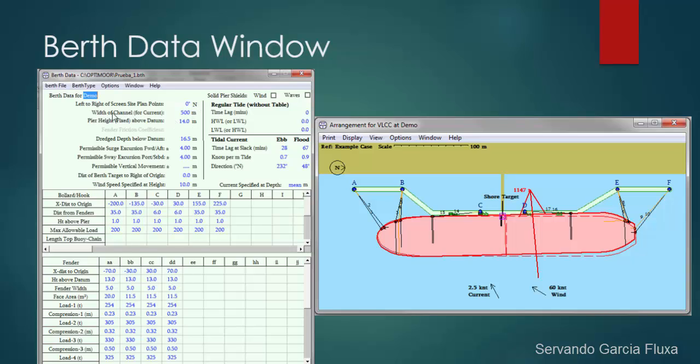Then OPTIMOOR asks us the width of the channel and the pier height.